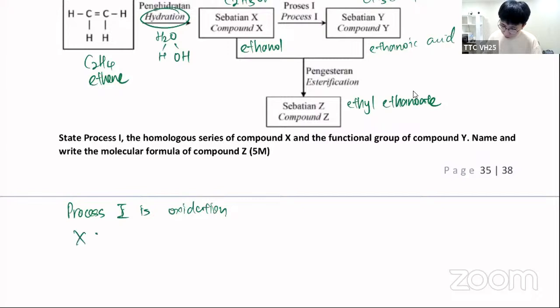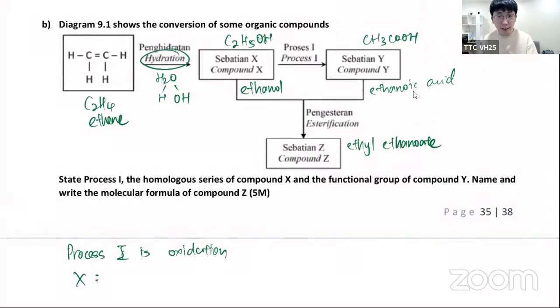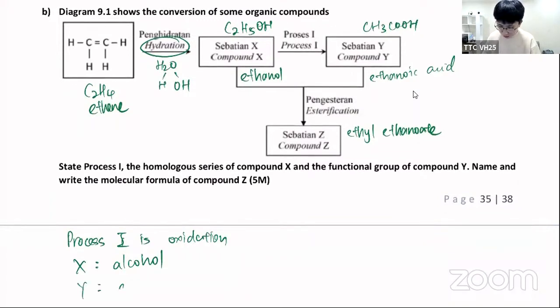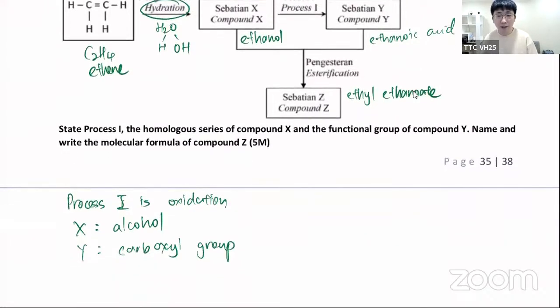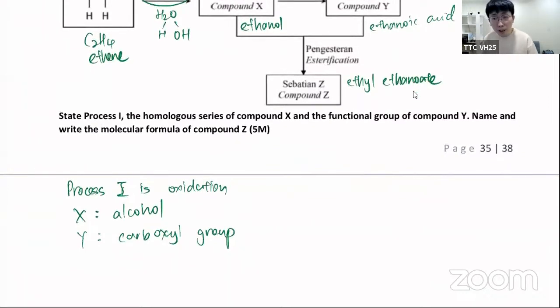Then the homologous series for X. Okay, what is homologous series? The group of it. So we know just now X is ethanol. So the group of it is called alcohol. Functional group for Y. Y is carboxylic acid. What is the functional group for carboxylic acid? It will be the carboxyl group. Then write the molecular formula for Z. So guys, what is Z? It's ethyl ethanoate, but they want the molecular formula, so name and write the molecular formula.